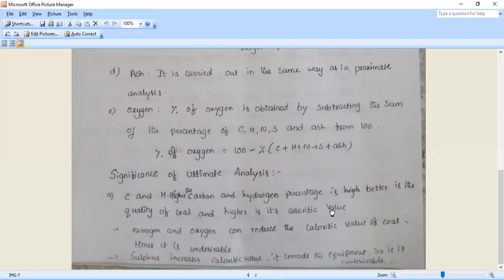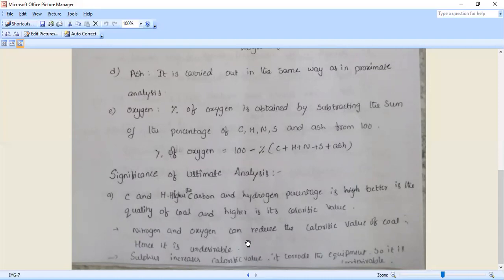We know that when the carbon content is higher, it automatically produces a higher calorific value. Nitrogen and oxygen can reduce the calorific value of coal, hence they are undesirable. Nitrogen and oxygen present in higher content form undesirable compounds like toxic gases. Sulfur corrodes the equipment, so it is undesirable. Sulfur is also an undesirable component, which forms acids with washing liquids. So carbon and hydrogen in higher content produce a higher calorific value, while the remaining components form undesirable compounds, which decrease the calorific value and the quality of the fuel.